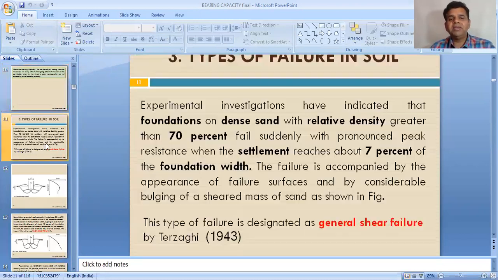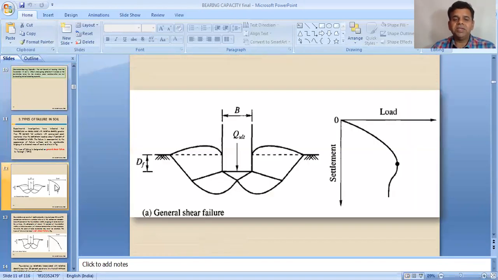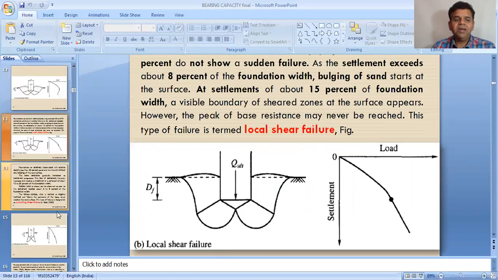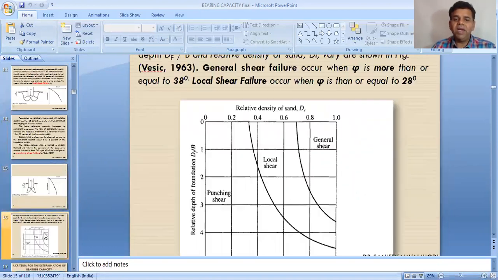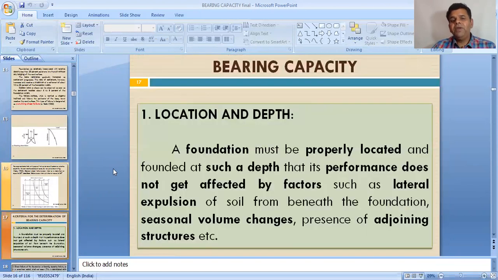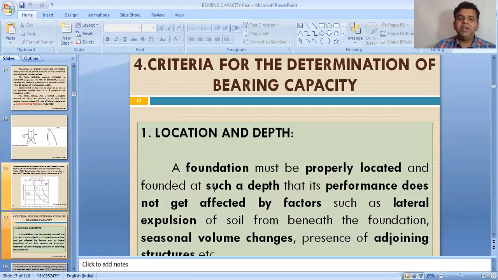And then we discussed the different types of failures in soil, in which we discussed the general shear failure, the local shear failure, and the punching shear failure, and what are the different values for punching, local, and general shear failure. We also discussed the different criteria for determination of the bearing capacity, as I have told you right now, what is safe bearing capacity and what is allowable bearing capacity.